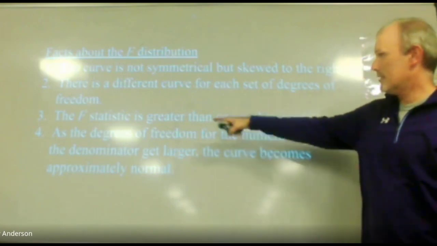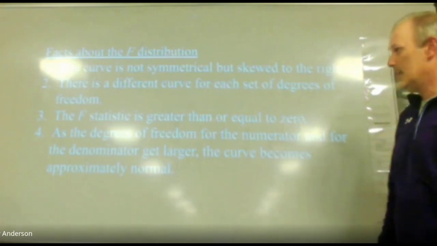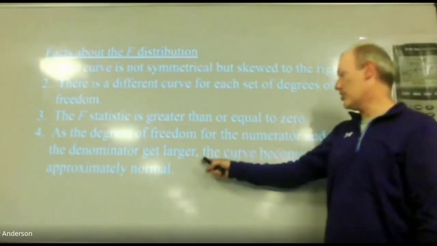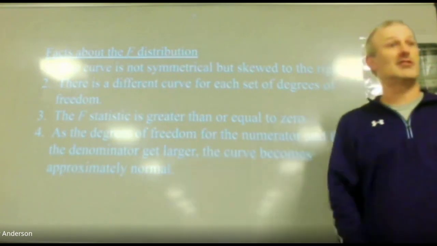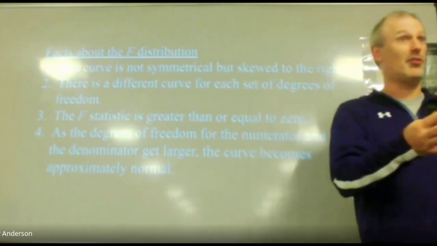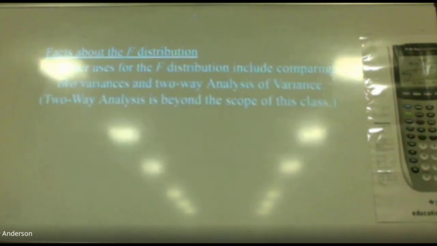The F statistic is greater than or equal to 0, just like chi-squared was. As the degrees of freedom for the numerator and for the denominator get larger, the curve becomes approximately normal, just like chi-squared did. Remember, the higher the degrees of freedom, the more it was like a normal curve. So a lot of these things are similar to the chi-squared that we just finished up.